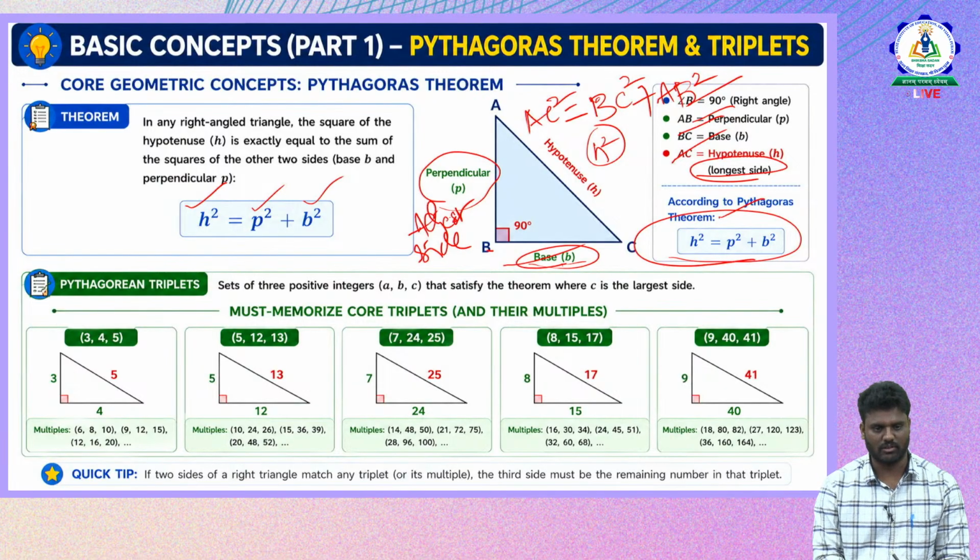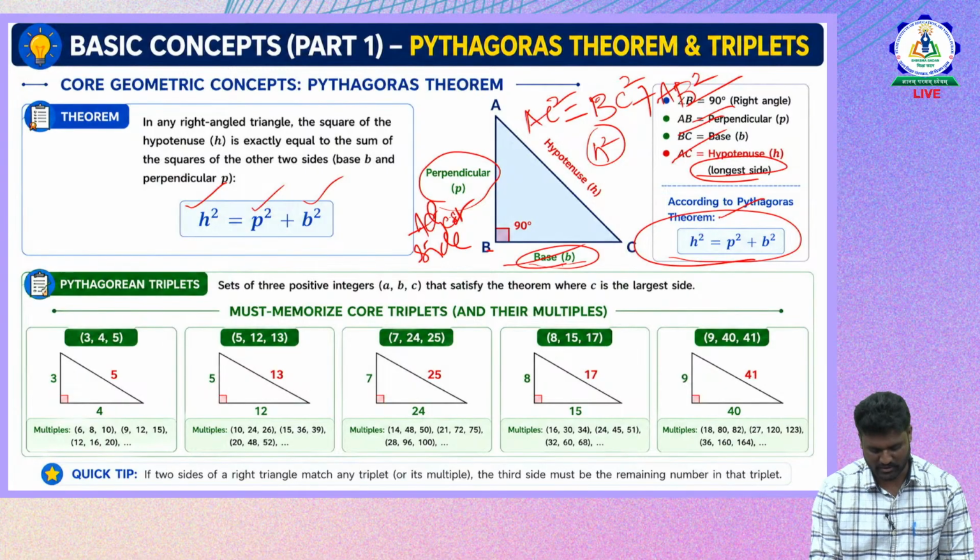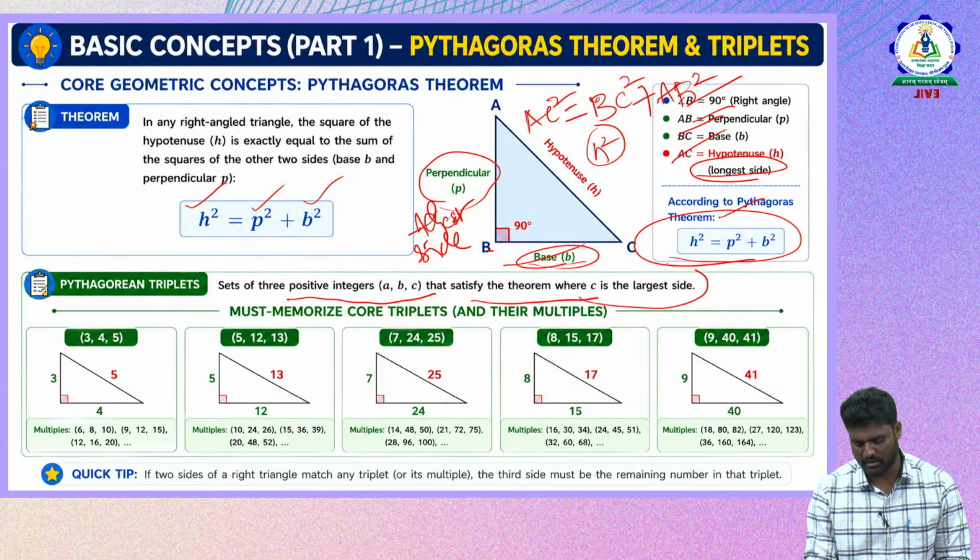Now, whenever we try to understand the Pythagoras theorem, we also look at Pythagorean triplets. Pythagorean triplets are a set of three positive integers, such as A, B and C, where these three values satisfy the theorem and C is the largest side.